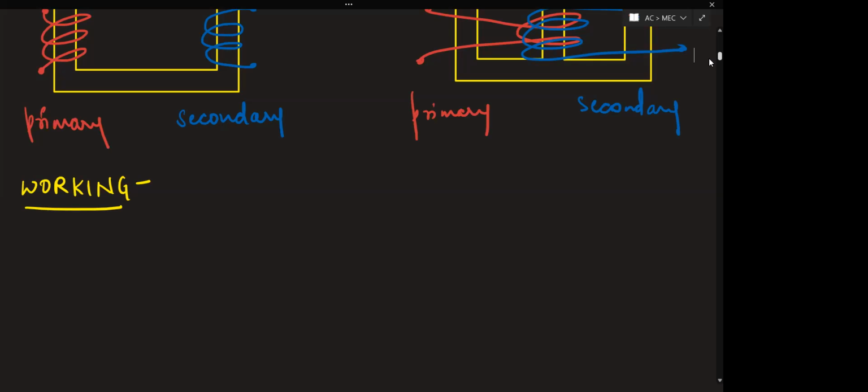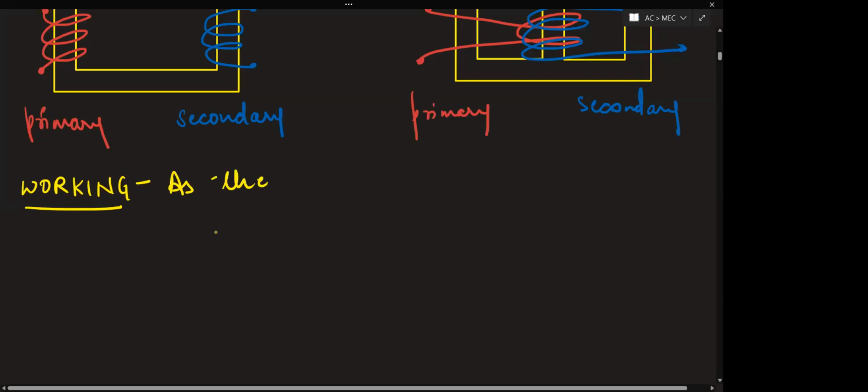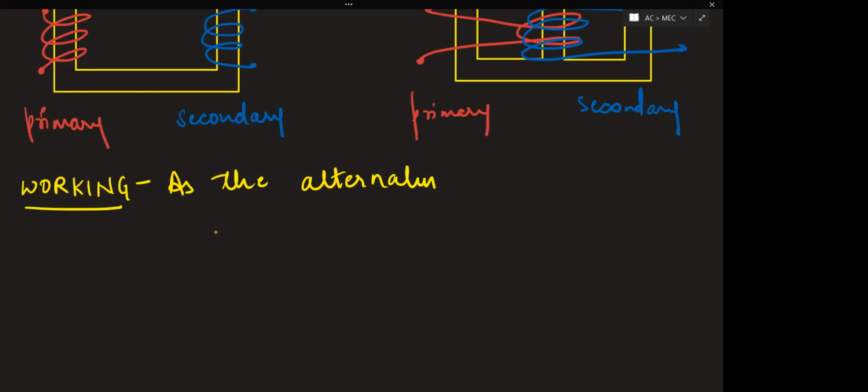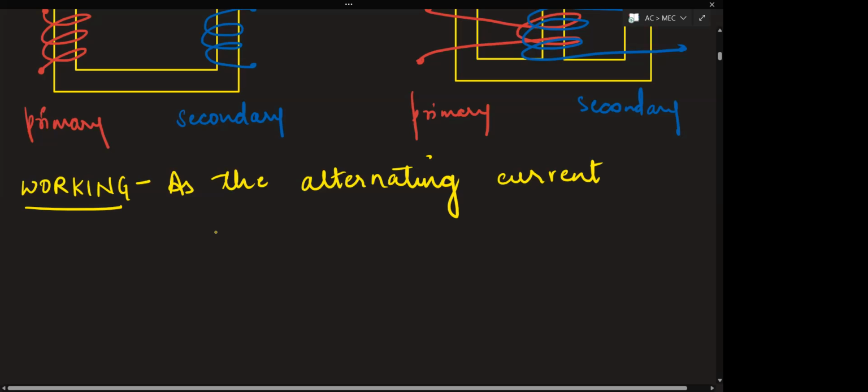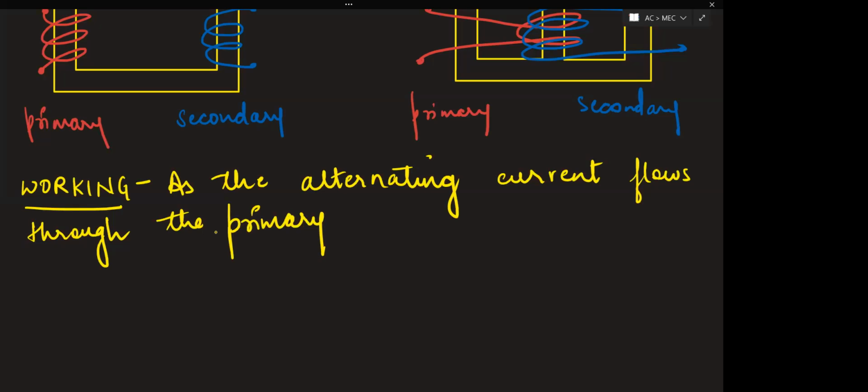So current flows through the primary coil and then the magnetic flux gets induced or altered. There's a change in the magnetic flux due to the flow of current, and that change in magnetic flux passes through the secondary. This is the basic idea. So I'll write down: as the alternating current flows first through the primary, it generates an alternating magnetic flux.